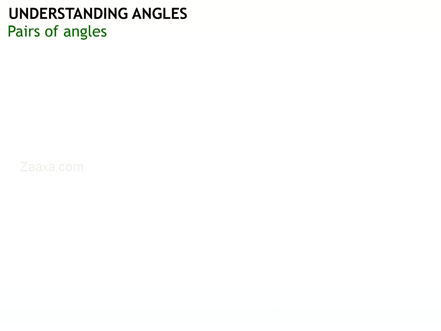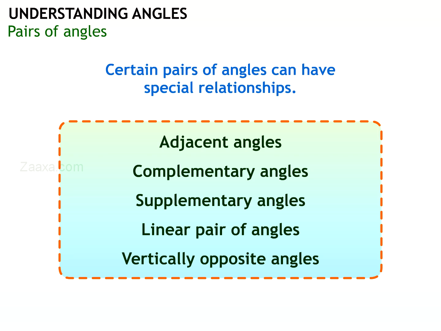Have you heard of pairs of angles? In geometry, certain pairs of angles can have special relationships. We have already learnt about acute, obtuse, right, and straight angles. Now, let us study some specific relationships between pairs of angles.